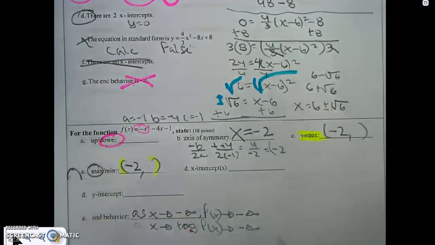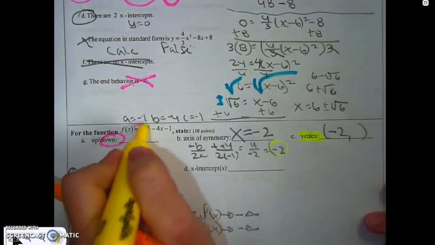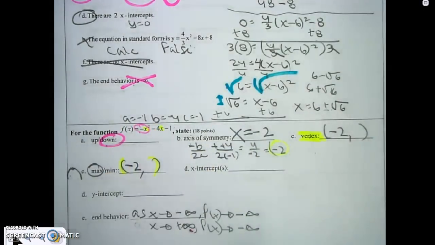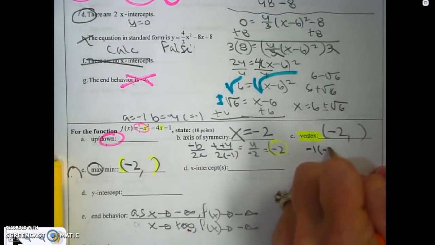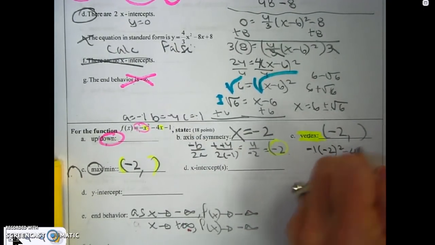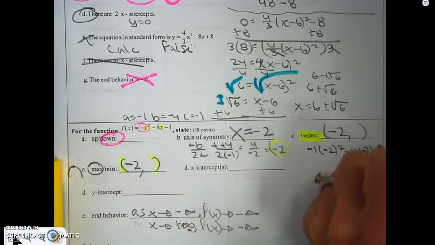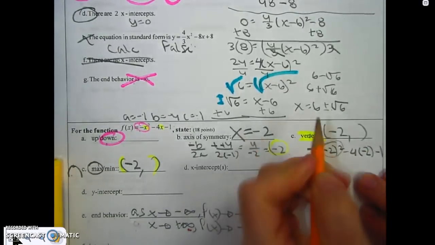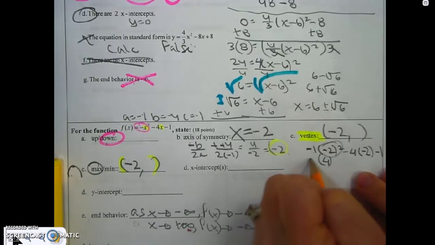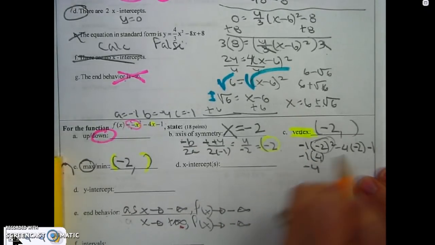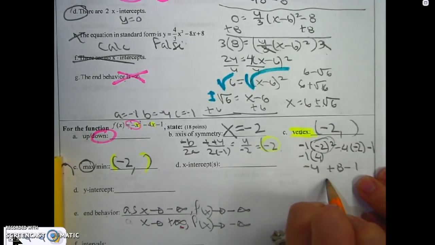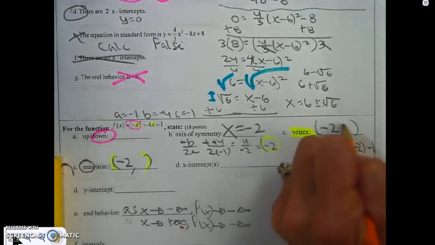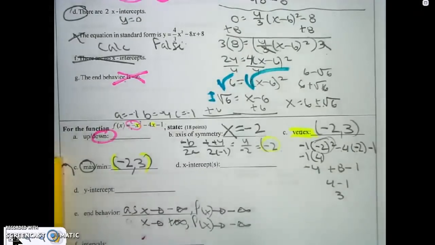Okay? Now to get the y value of the vertex, I'm going to take this negative 2 and plug it in for x. You want to be careful because with the negative, there's an imaginary negative 1 times negative 2 squared minus 4 times negative 2 minus 1. Take care of the exponent first, then multiply by negative 1. So I get negative 4. A negative times a negative is a positive. Negative 4 plus 8 is 4 minus 1 is 3. Boom, boom. Okay?